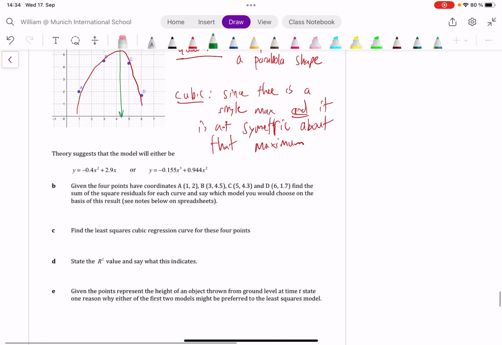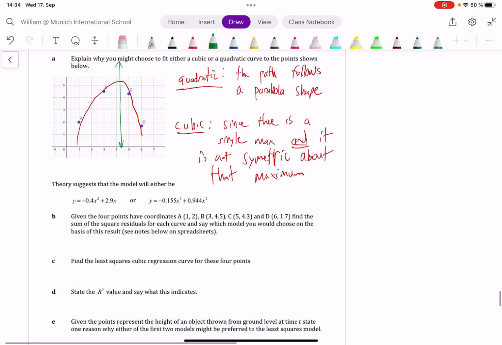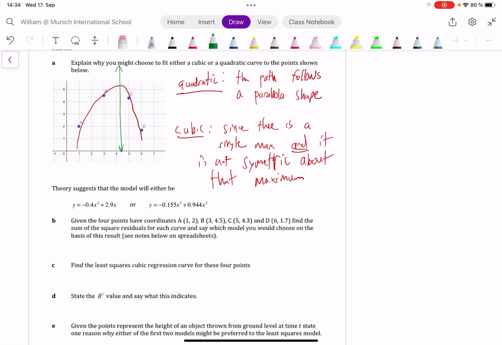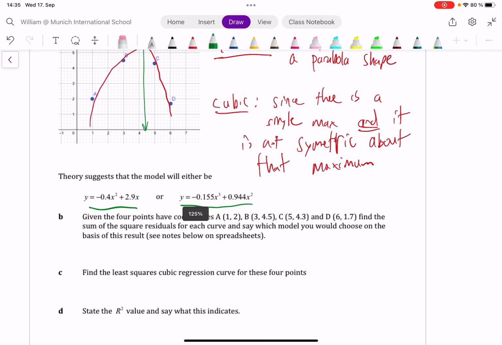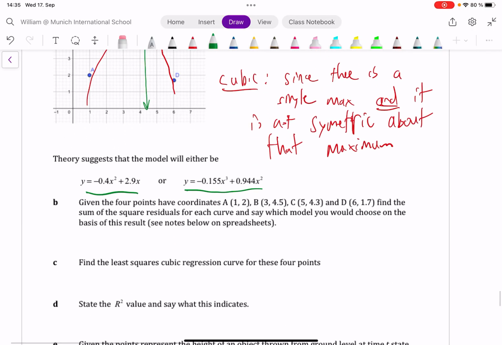So then they go on to say, okay, well, theory suggests that it will be one of these two, right? They end up doing a quadratic and they end up doing a cubic. And so it says, given 4 points have these coordinates, so they give you A, B, C, D, find the sum of the square residuals for each of the curves and say which one is better, right?